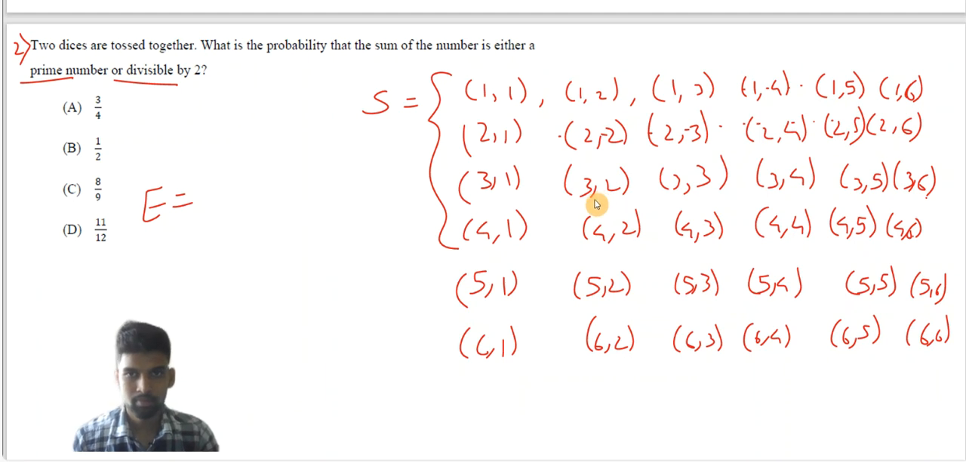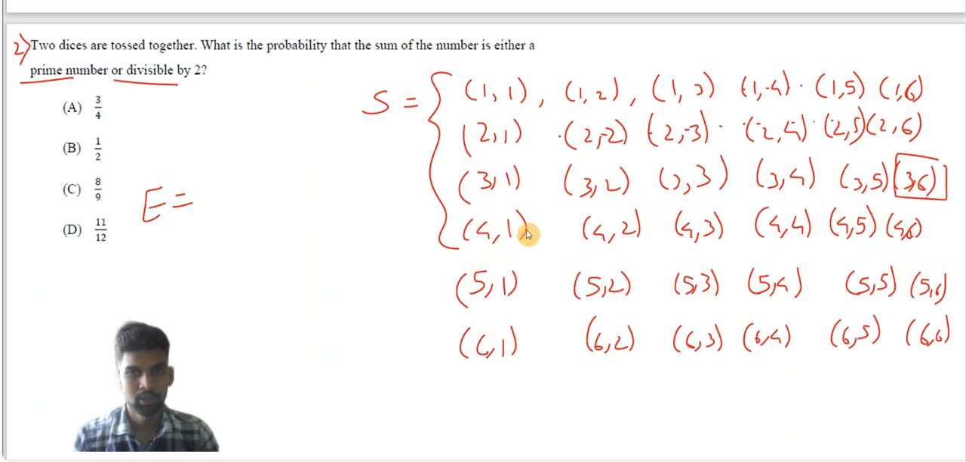3, 2: prime number. 3, 3: divisible by 2. 3, 4: prime, yes, 3, 4 is a prime number, meaning 3 plus 4. And 3 plus 5 is 8, divisible by 2. 3 comma 6, that is 9. It is neither a prime number, because its factors are 3 into 3 into 1. And it is neither divisible by 2 nor a prime number. So it is one of the cases.